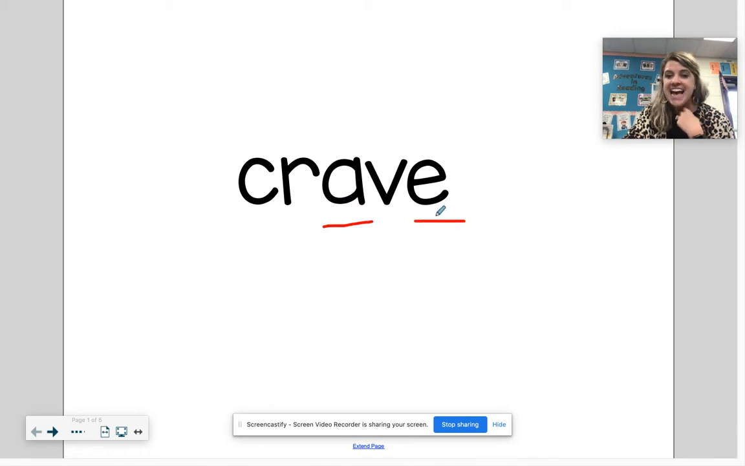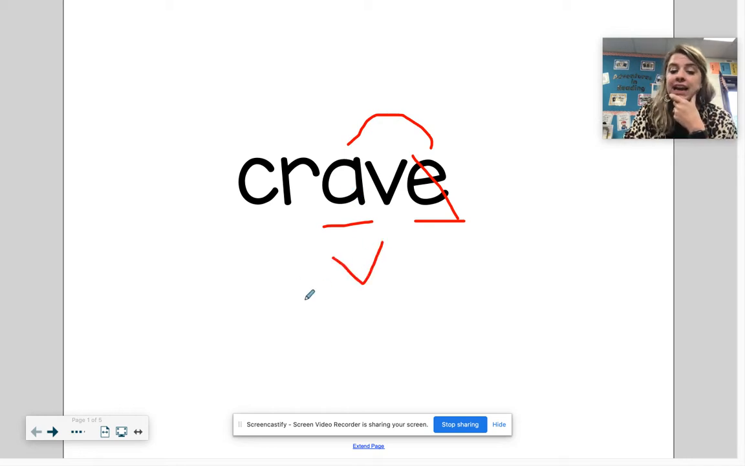We see an A and an E. But what do I know about an E at the end of the word? Is that the talking vowel? Nope. That's that magic E. So my talking vowel is my A. And remember, if we have a vowel that says its name, we're going to draw that straight line above it because that means that it is long. It is a long vowel.